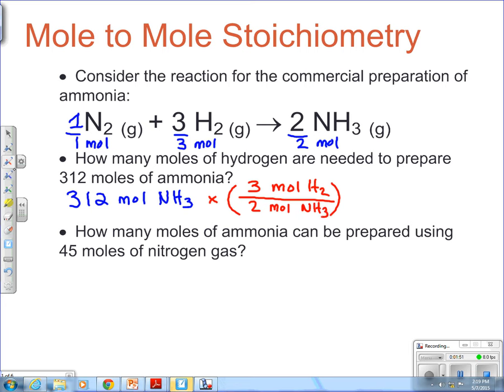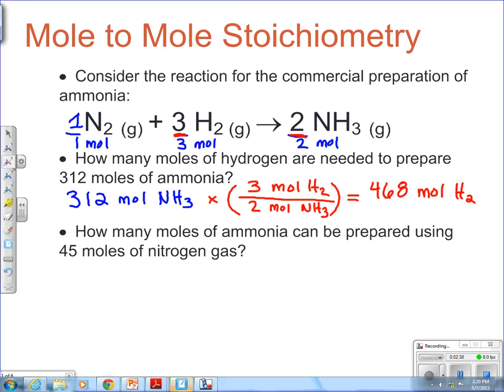You can see that the ratio that I'm using is a 3:2 mole ratio, and that came directly from the 3:2 mole ratio in the balanced equation. Now I simply solve by multiplying by 3 and dividing by 2. My answer is 468 moles, and my unit is moles of hydrogen gas, because that's what I was interested in solving for.